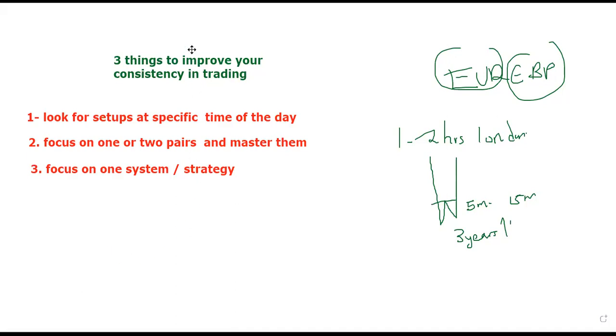Most traders normally make mistakes because on Monday they analyze using stochastic, on Tuesday they analyze using MACD, on Wednesday they analyze using Ichimoku, on Thursday they analyze using trendlines, guys. You see there's no consistency. So you need to focus on one system or one strategy, then you master it, repeat that, and make sure you have a journal.